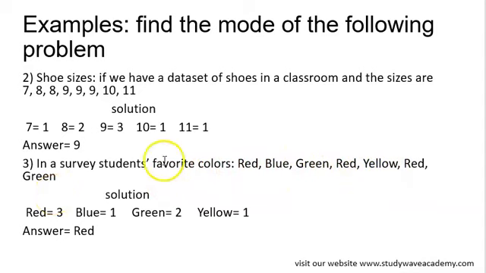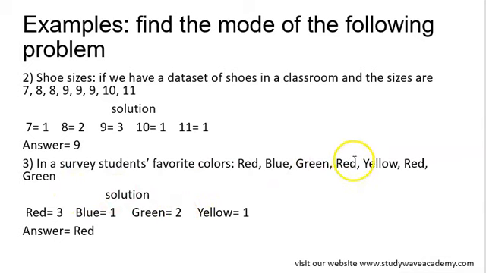Then the next one is in a survey, students' favorite colors were red, blue, green, red, yellow, red, green. We have to find out which one appeared more, right? So we write out our colors: red, blue, green, and yellow. And we count how many times red appeared. Let's count. 1, 2, 3. Red appeared 3 times. We move over to the next one, blue. Blue appeared only 1 time. You write out green and count how many times green appeared. 1, 2. Green appeared 2 times.